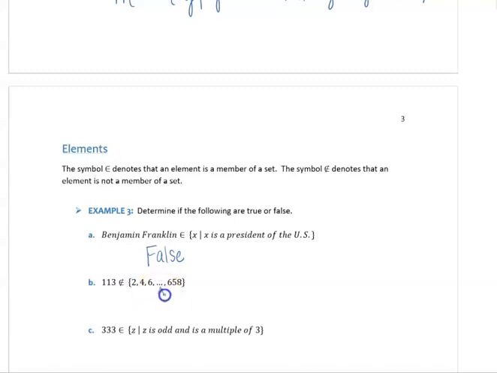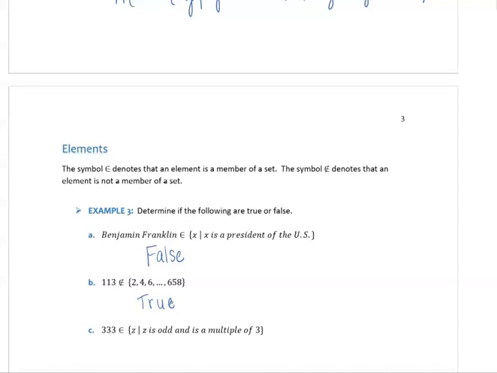Part B, 113 is not an element of the set containing 2, 4, 6, ... 658. So with those three dots, that's called an ellipsis. That's basically saying that we would continue the pattern until we get to the final element. So this set consists of 2, 4, 6, 8, 10, 12, 14, 16, etc., all the way to 658. So in other words, this set contains the even numbers starting with 2 and ending with 658. And in this statement, we are saying that 113 is not an element of that set, which is true. 113 is an odd number, and it's not an element of that set of even values.